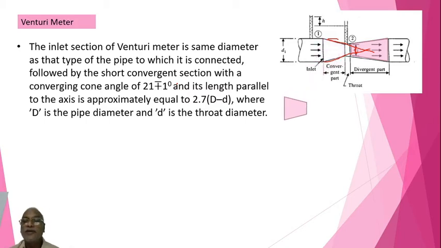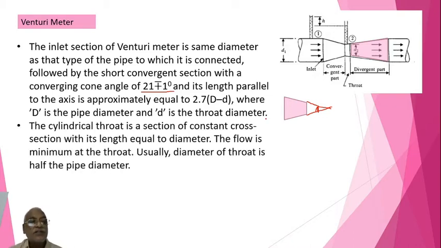Here if I extend this, the angle made over here is 21 plus or minus 1 degrees, right? A converging angle, where capital D is the diameter of the pipe, lowercase letter d is the throat diameter. Okay.